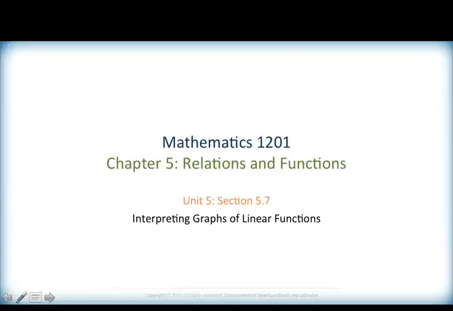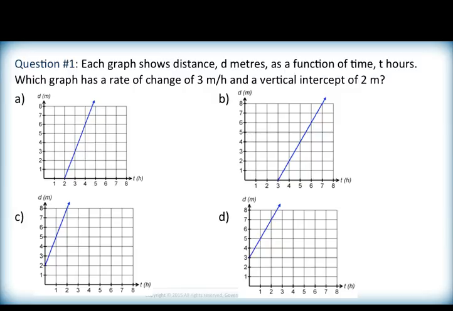In this lesson, we will cover questions from Unit 5, Section 5.7, Interpreting Graphs of Linear Functions. Question 1. Each graph shows distance, d in meters, as a function of time, t in hours. Which graph has a rate of change of 3 meters per hour and a vertical intercept of 2 meters?